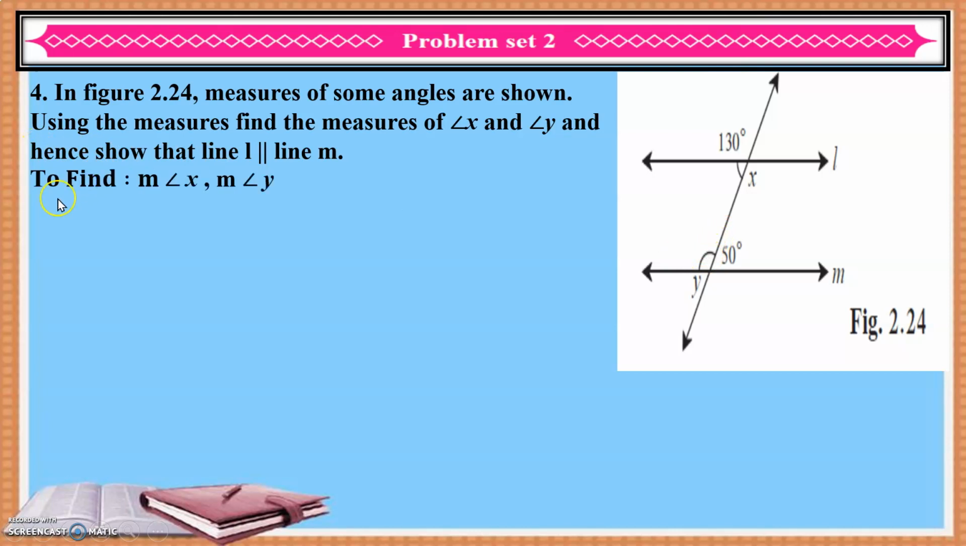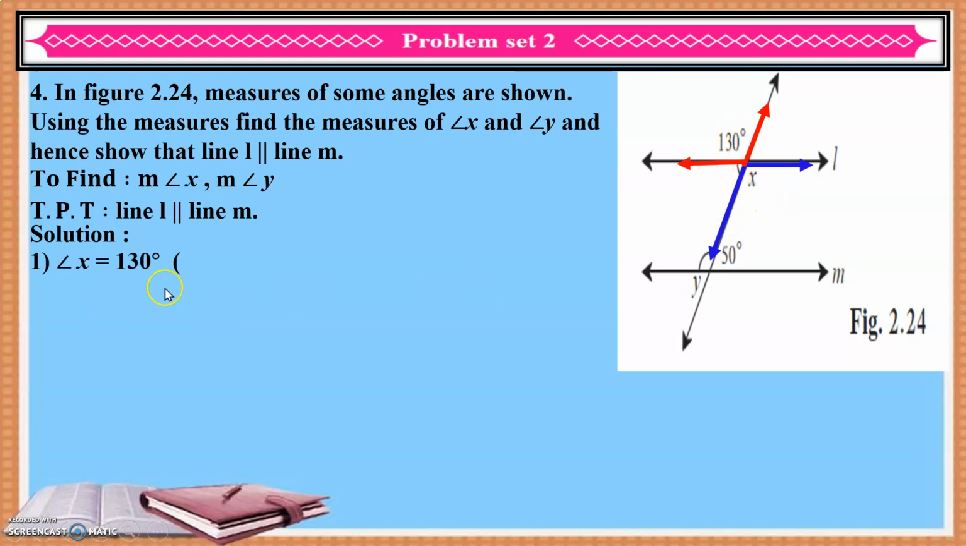Okay, so first let's write what we have to find. We have to find measure of angle X and Y to prove that line L is parallel to line M, and the rest of the things are given in the figure. So let's start with the solution. We know that angle X and this angle are equal. Why are they equal? Because they are vertically opposite angles. So we can write X is equal to 130 degrees. So we get the value of X, and the reason is vertically opposite angles.